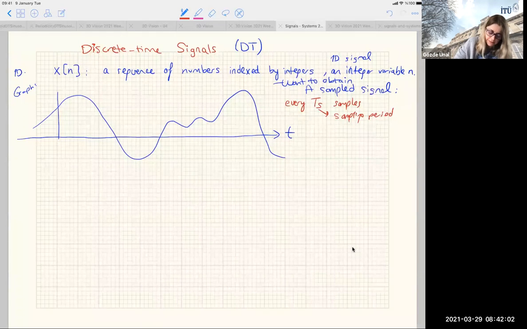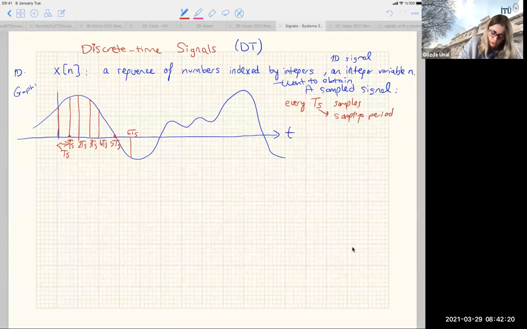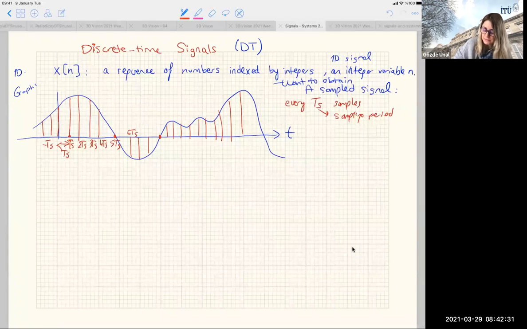So I'm sampling the signal like this. This would be Ts, 2Ts, 3Ts, 4Ts, for instance. Let's say this was 5Ts. Okay, I think it's clear. And of course, it goes on however far the signal extends. So this is really what is happening. But a sampled signal like this is still on the continuous time axis, you see.